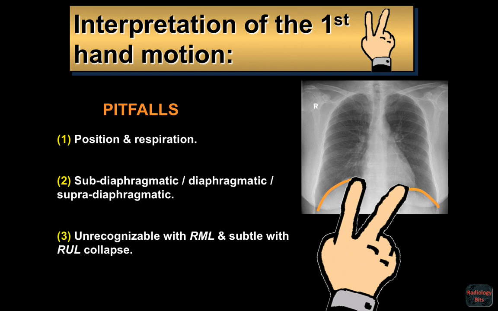One thing to keep in mind as well is that this sign wouldn't be that effective with right middle lobe collapse. You would not see it since the right middle lobe is a small lobe which would not change much in the position of the hemidiaphragms when it collapses, and it could be very difficult to detect with cases of right upper lobe collapse.